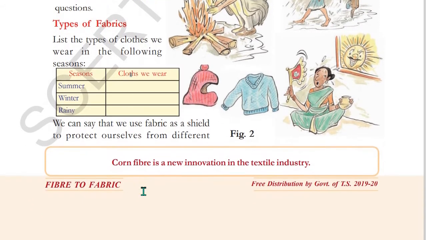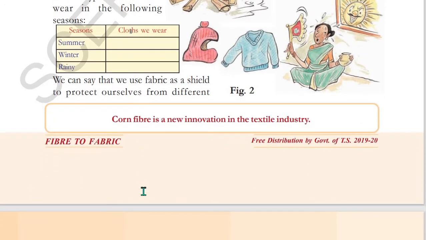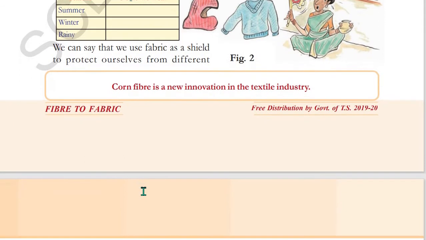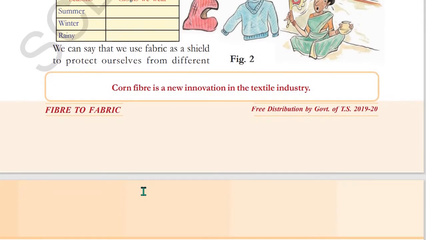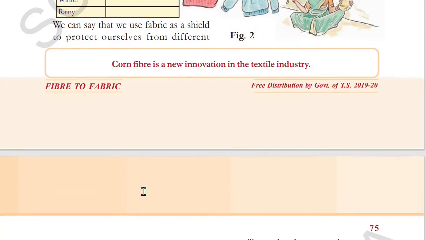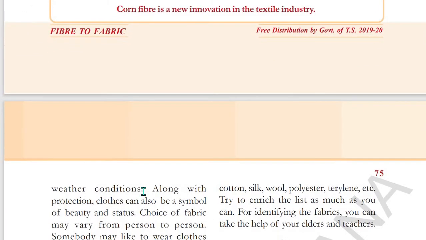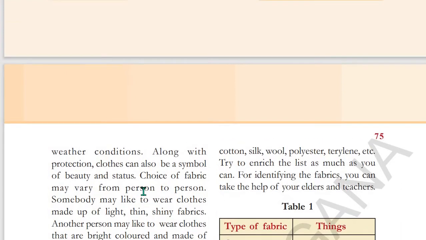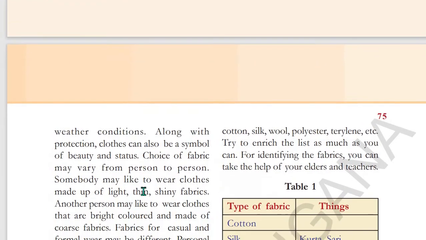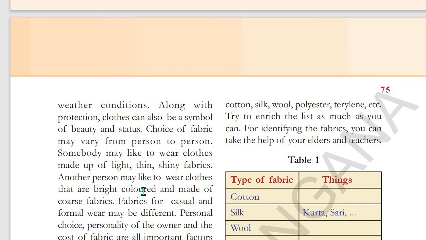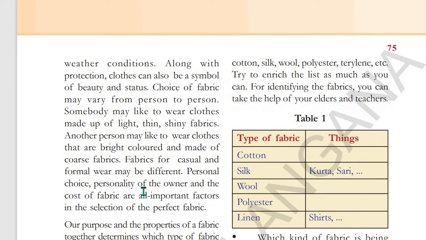Not only protection, but clothing is also a symbol of beauty and status, and every individual has their own clothing style. Some like light colored or dark colored shiny fabrics. It depends on every individual's choice. Some fabrics are smooth, some are porous, some are shiny, some are water resistant, etc. Fiber is not only used for making clothes but also for making banners, flags, shoes, curtains, book bindings, etc. There are many varieties of fabrics, but the most commonly used are cotton, silk, wool, polyester, and linen.